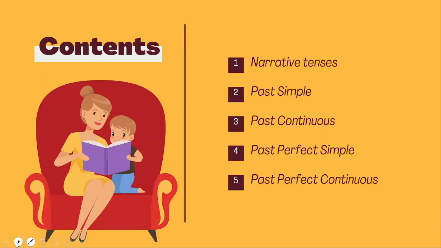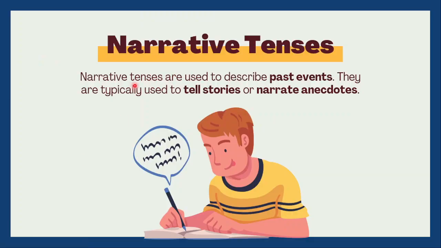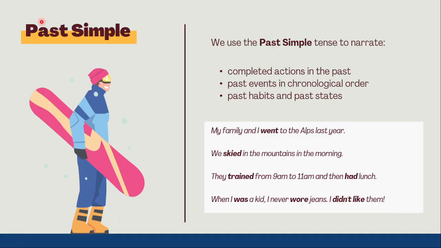So, first of all, what are narrative tenses? Narrative tenses are used to describe past events. They are typically used to tell stories or narrate anecdotes. So, we use past or narrative tenses when we want to write or tell a story or narrate anecdotes. An anecdote is a short story most of the time that could give somebody who reads it a lesson that they learn from. Okay, so the first tense we're going to talk about is the past simple.